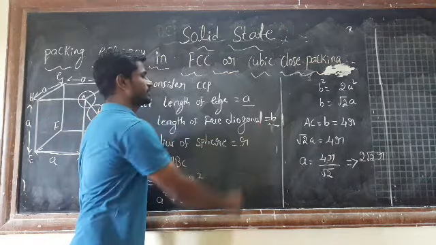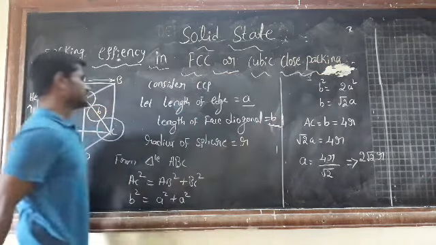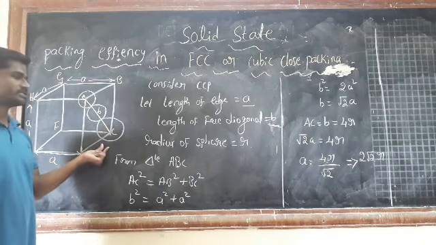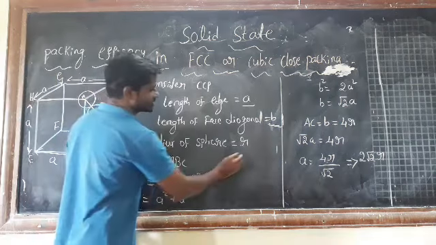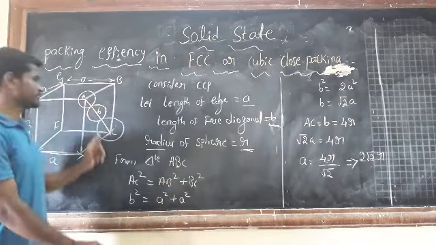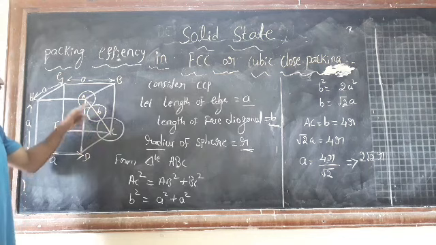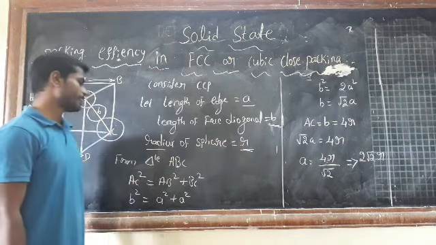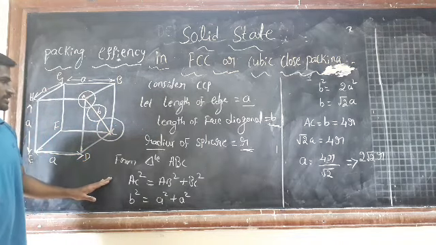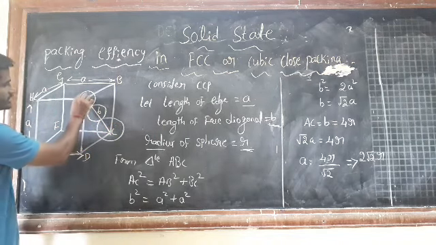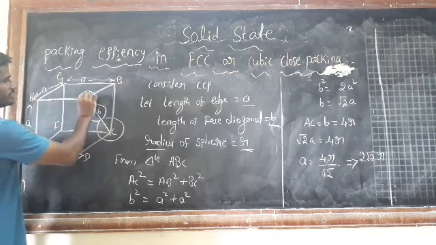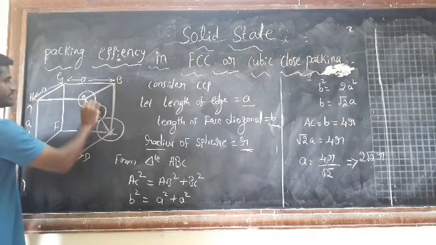Next, the particles, that is spheres, present in the FCC have radius R. Now consider the triangle ABC.